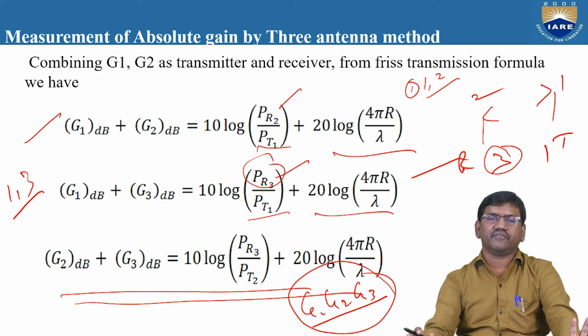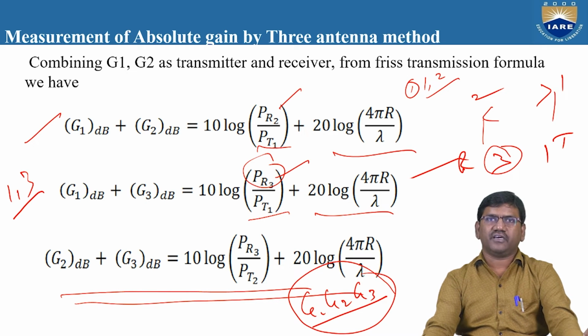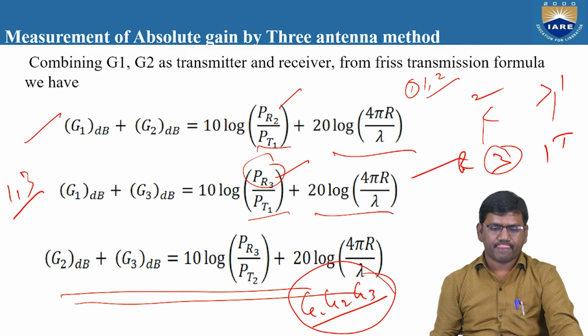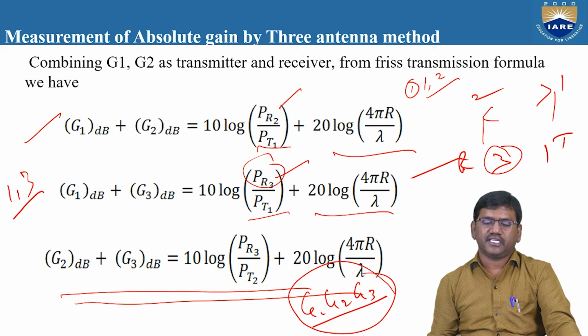So by simplifying these expressions, we can determine the values of G1, G2 and G3, the gains of antenna 1, antenna 2 and antenna 3. So this is the absolute gain by the 3 antenna method.